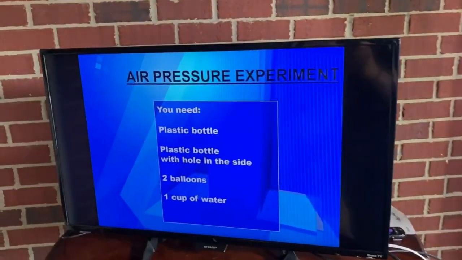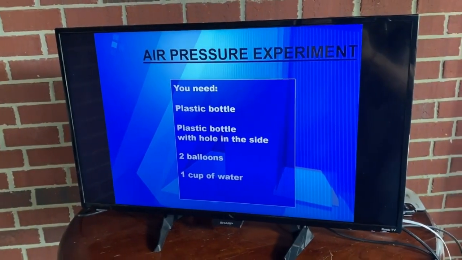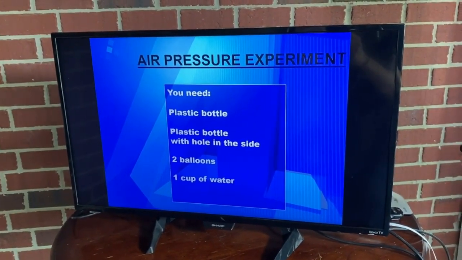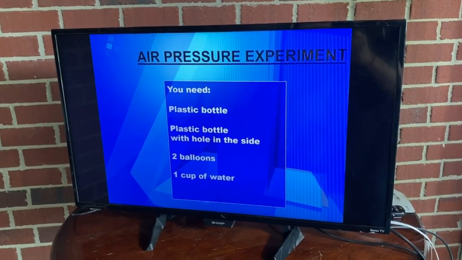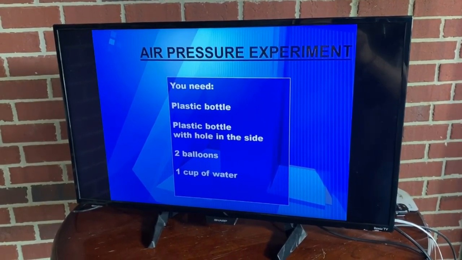I am so excited about this next experiment. I think you're gonna love it, but we're going to have to take it outside because it can be a little bit messy. Now, here is what you need to do this one. A plastic bottle, and then a plastic bottle with a hole in the side. It's best that you use a thicker plastic for this. Two balloons and one cup of water.